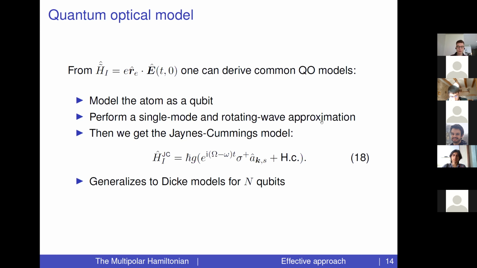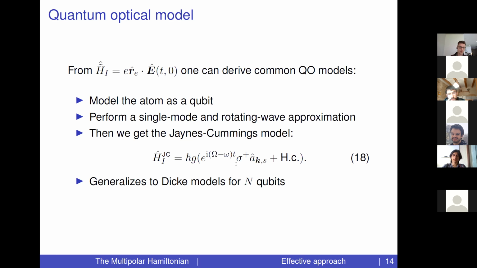I'm not going to derive that here in detail. I just want to say that from here, with these approximations, we can get to the Jaynes-Cummings model, which is basically this intuitive number conserving interaction of a photon being absorbed by the atom and the atom being excited, or the reverse process.